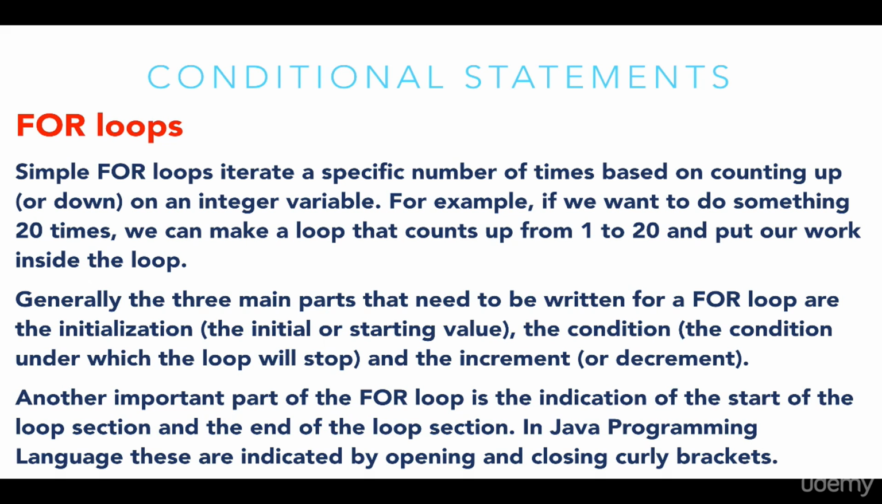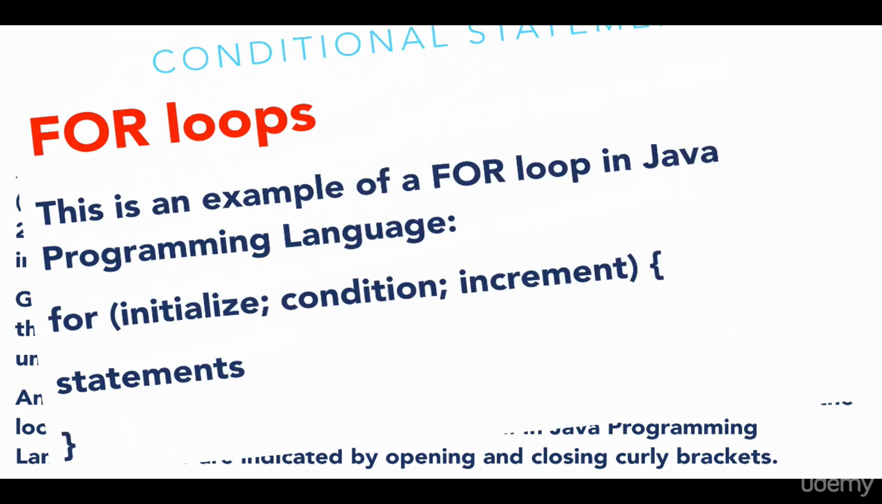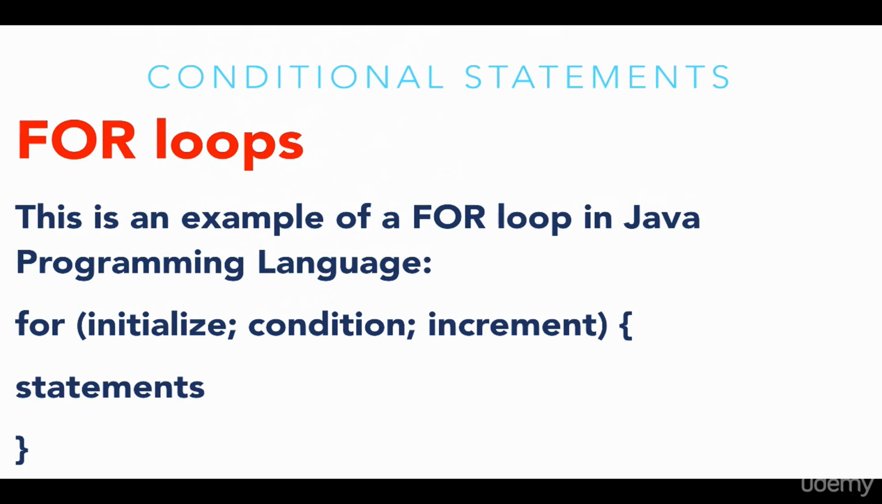Another important part of the for loop is the indication of the start of the loop section and the end of the loop section. In the Java programming language, these are indicated by opening and closing curly brackets. So here is an example of how to write a for loop in Java.